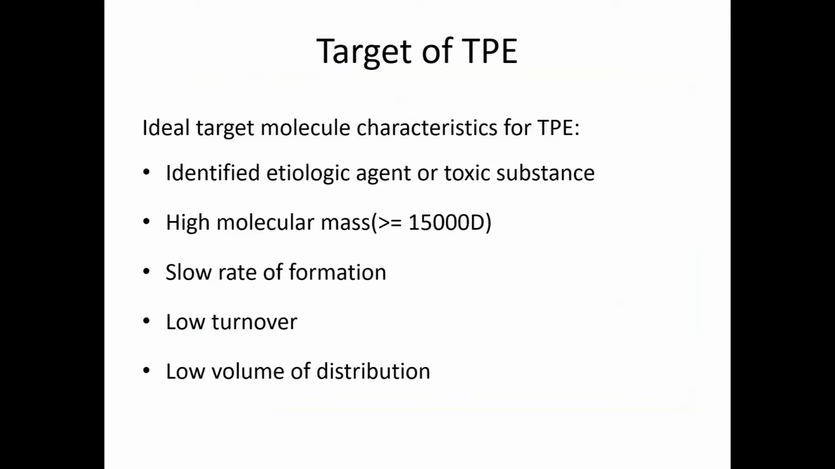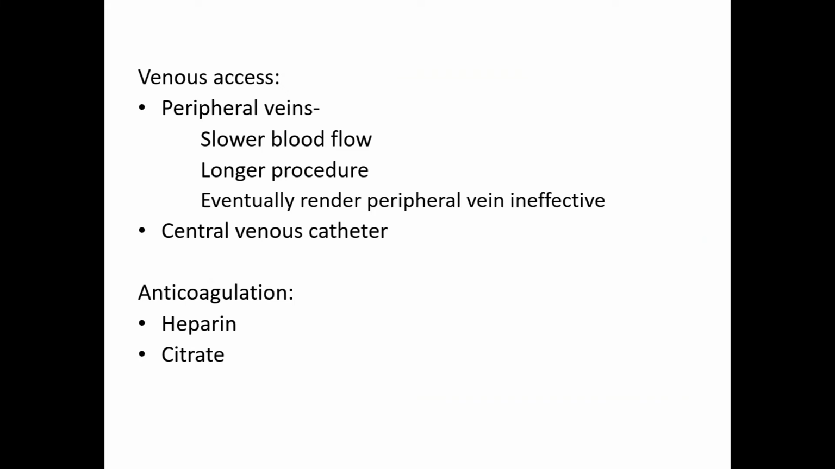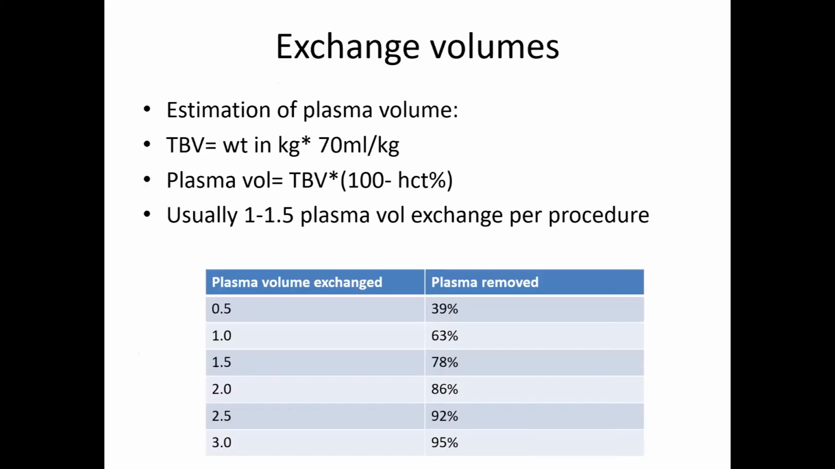So what is the target of therapeutic plasma exchange? The ideal target molecule is characterized by an identified etiology or toxic substance. Its molecular mass should be higher, more than 15 kilodaltons, with a slow rate of formation of that molecule, slow turnover and low volume of distribution. Another thing is that a central venous catheter is better than peripheral veins, and the common anticoagulation, citrate and heparin, we have already mentioned. Now, regarding exchange volumes, this is an important topic.